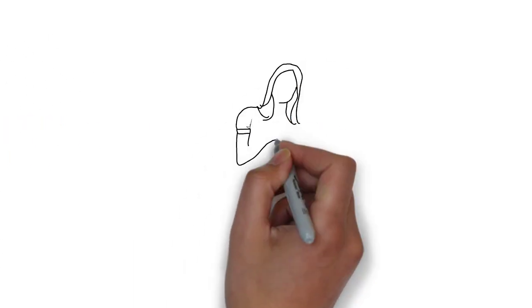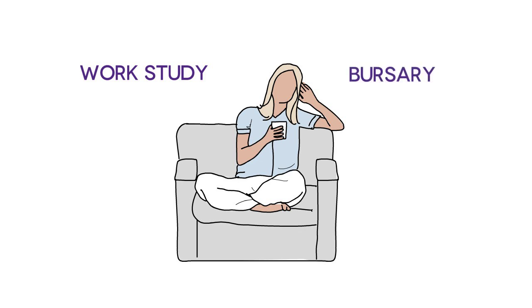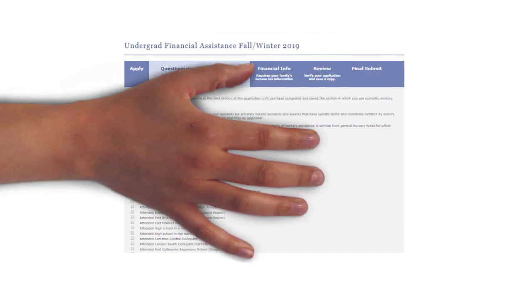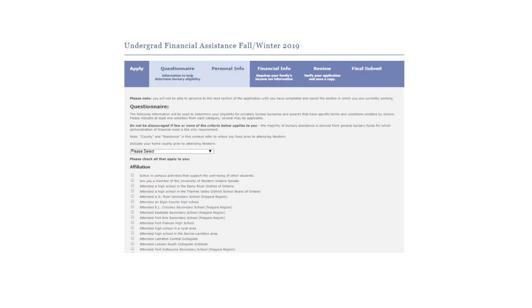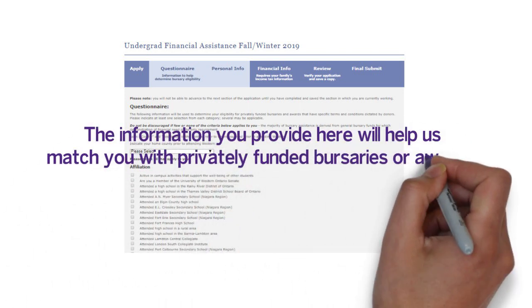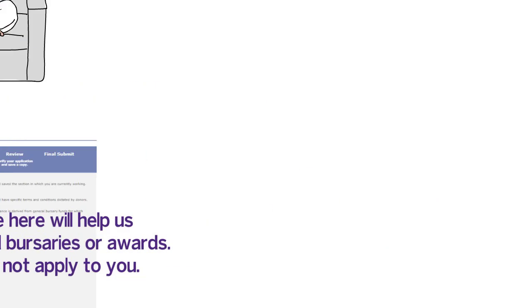Upper year students can also apply for a work-study bursary using this application. Be sure to indicate if you are applying for work-study, bursary, or for both. The next step is the questionnaire. The information you provide here will help us match you with privately funded bursaries or awards. It is okay if the criteria does not apply to you. Fill in as much as possible.